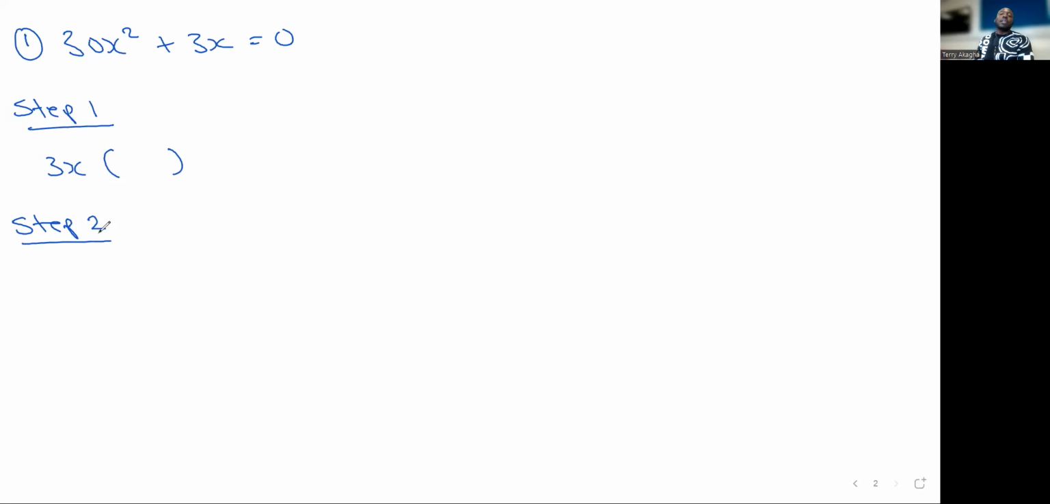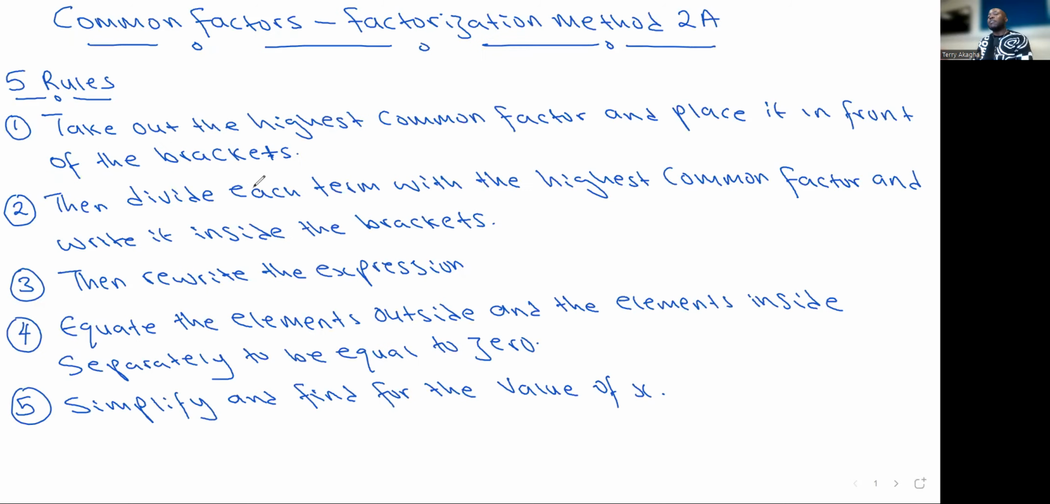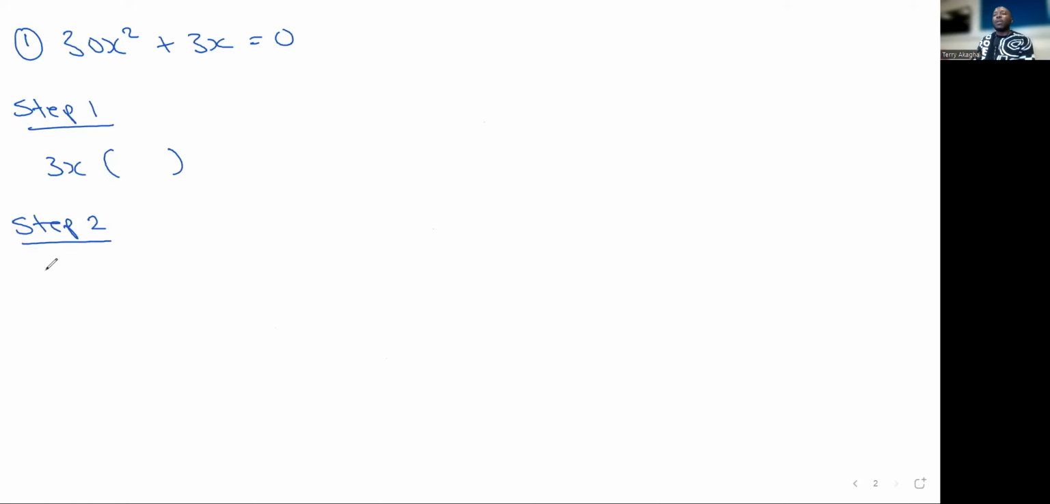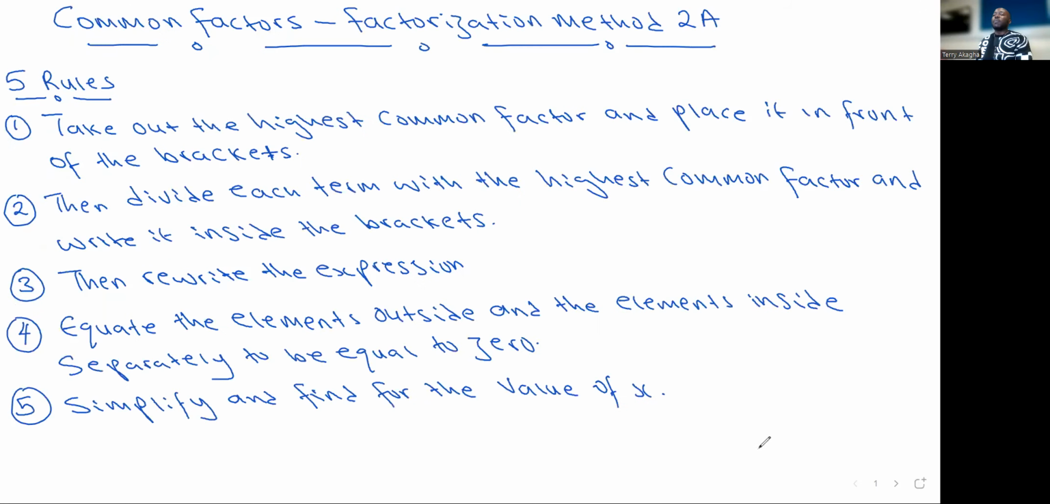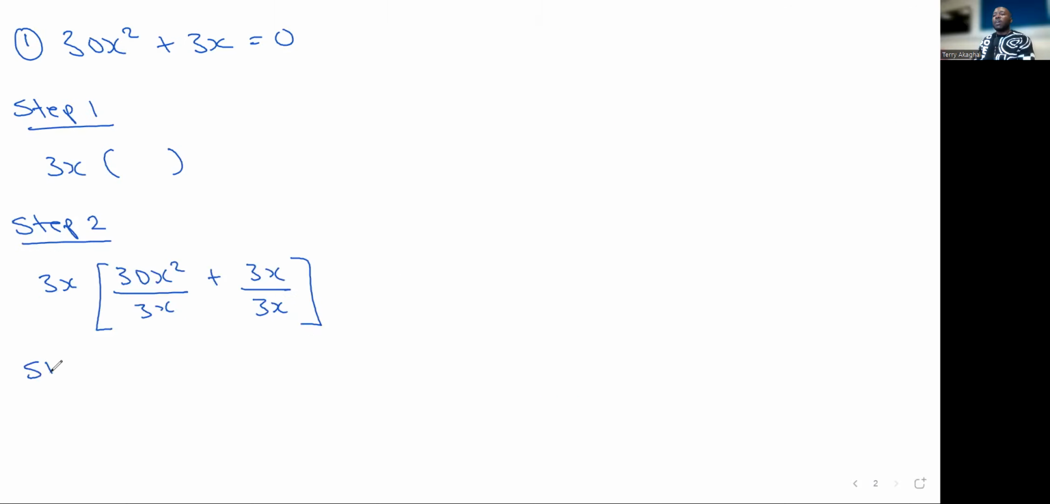Is that okay? Then the next one is that we are told that we have to divide each term with the highest common factor and write it inside the bracket. So we're going to have 3x. The first one is 30x squared divided by 3x plus 3x divided by 3x. We write it inside the bracket. Step 3, then we write the expression. So we simplify. So that will give us step 3, 3x into bracket. What is left? X to cancel that. So to give you 10x plus 1.